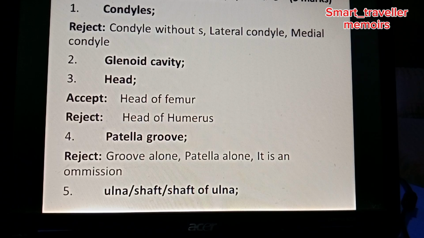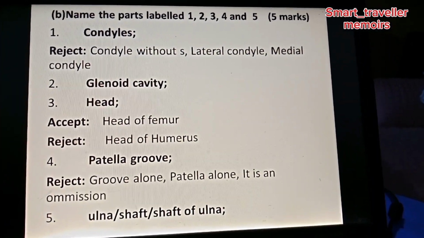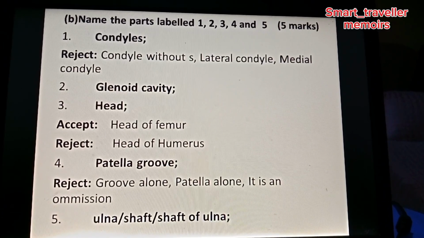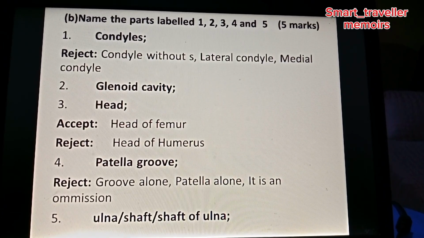Okay. Name the parts labeled 1, 2, 3, 4, 5, 6. Number 1 is known as condyles. Reject if S is omitted. And you reject lateral condyle, and you reject medial condyle. 2, glenoid cavity. 3, head. Accept head of femur. Reject head of humerus.